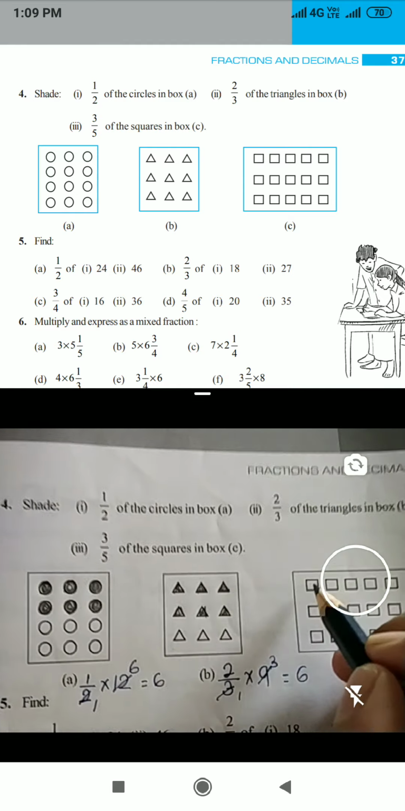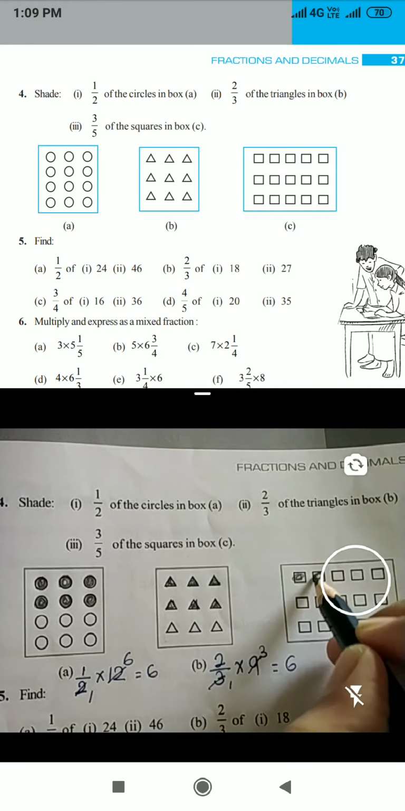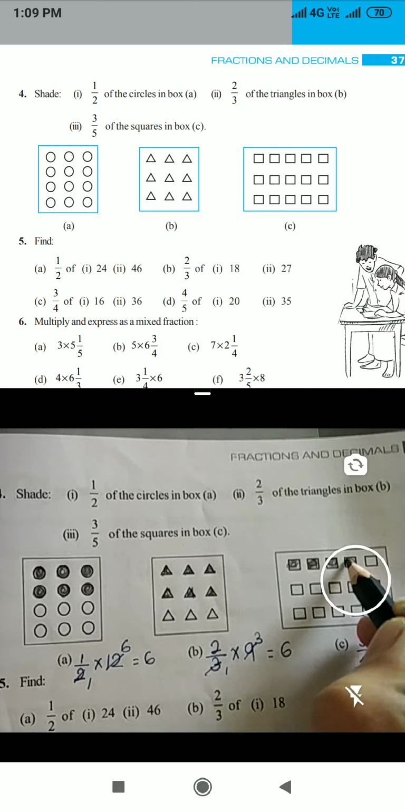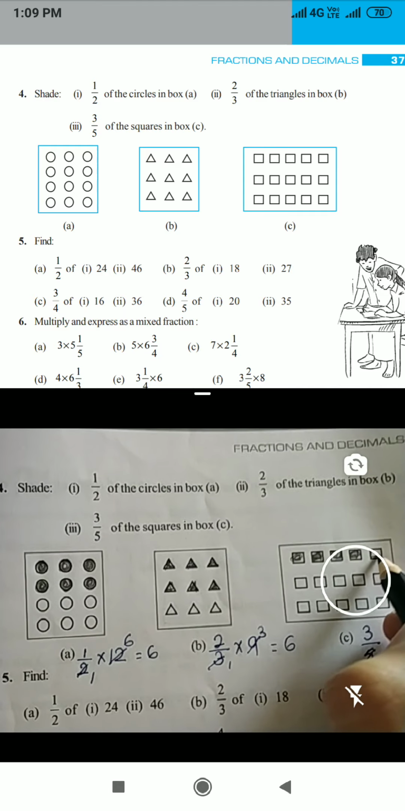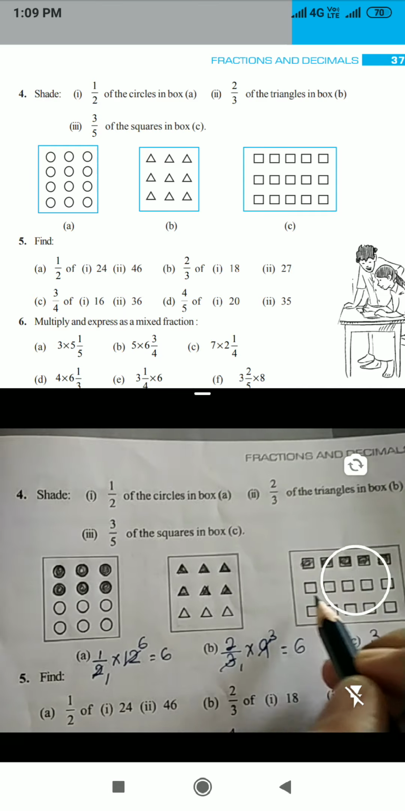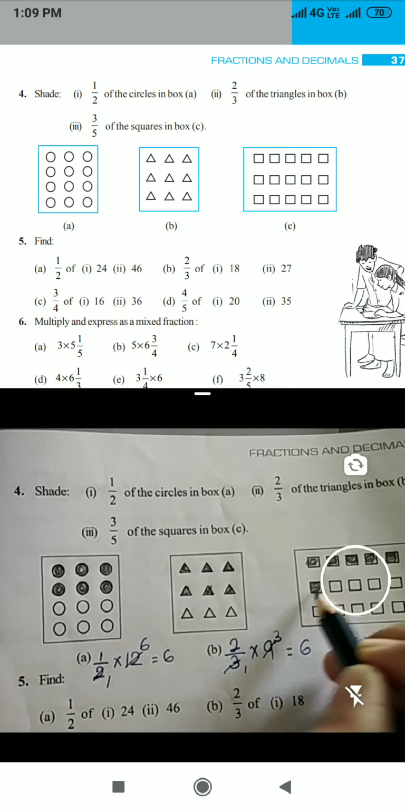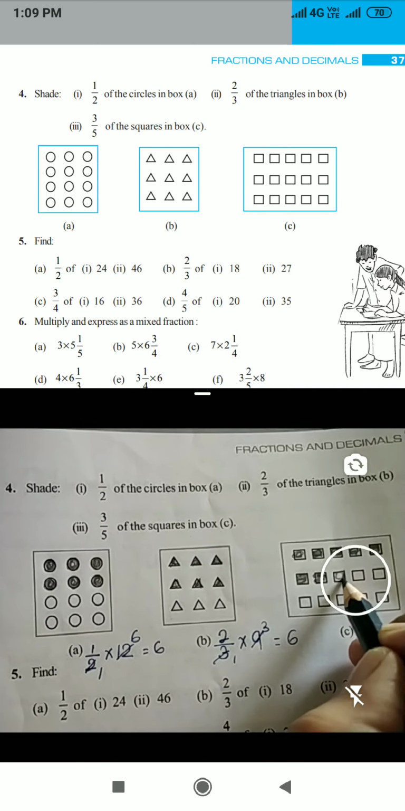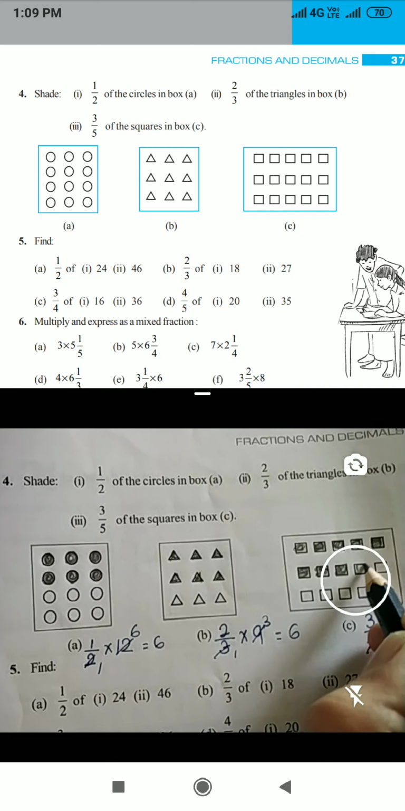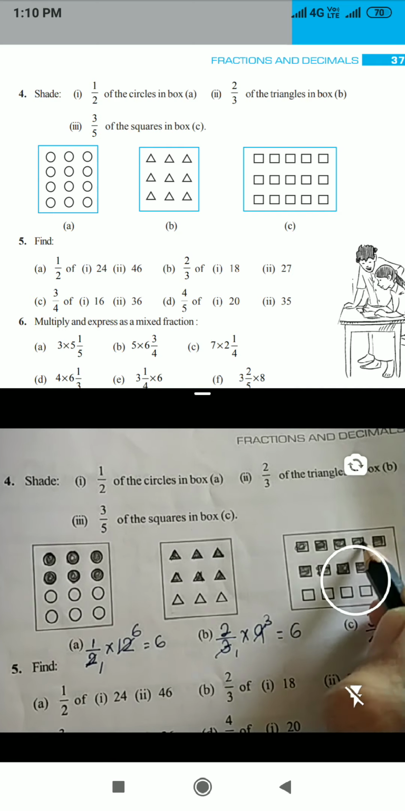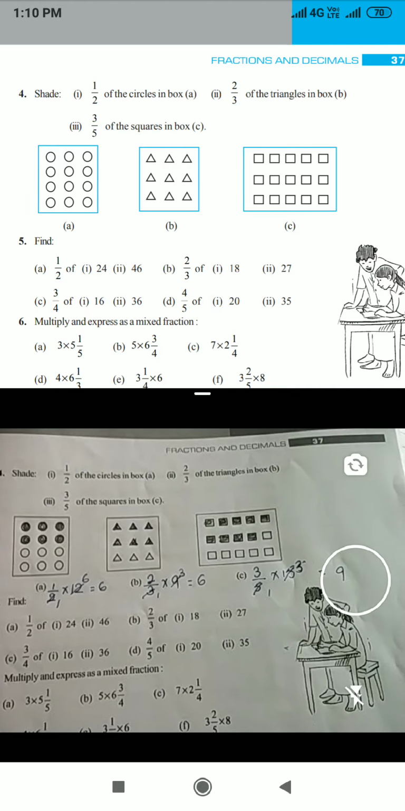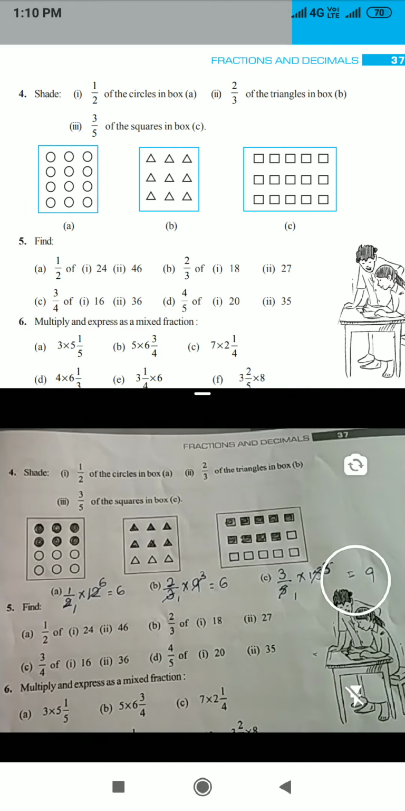How many do we have to shade here now? 9 boxes. So 1, 2, 3, 4, 5, 6, 7, 8, 9. So like this you have to shade 9 boxes.